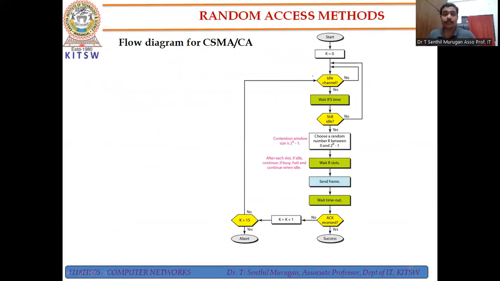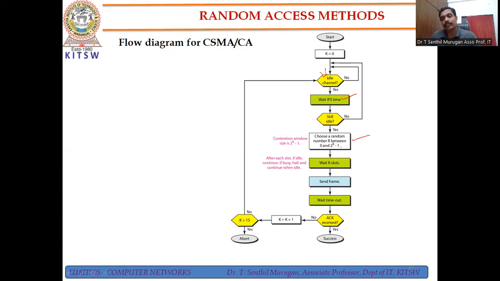This is the flow diagram for CSMA/CA. Initially it will take any one of the persistent methods. It will check whether the channel is idle or not. If it is idle, then wait for the IFS time, the interframe space time. Then it will check the medium. If it is still idle, it will choose a random time, like the contention window.